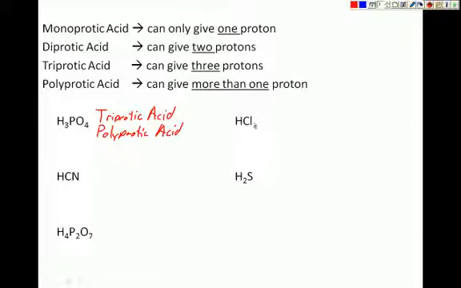Now HCl only has 1 proton it can give. HCl can only give up 1 proton, and therefore it is a monoprotic acid. Again, HCN can only give up 1 proton, so therefore again it's monoprotic.